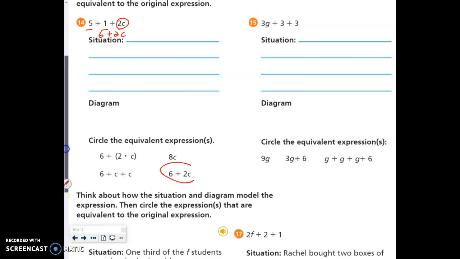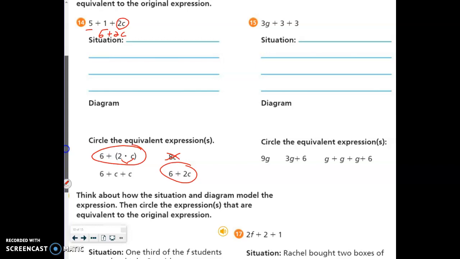Well, I see that one right here. So there's my one equivalent expression. Now, which of these other ones also means 6 plus 2c? Well, 8c does not, because again, I can't combine the 6 and the 2. They don't have like terms. This one does, because again, the 2 and the c will come together like they are already. This means 2 times c, okay? And the 6 is separate.